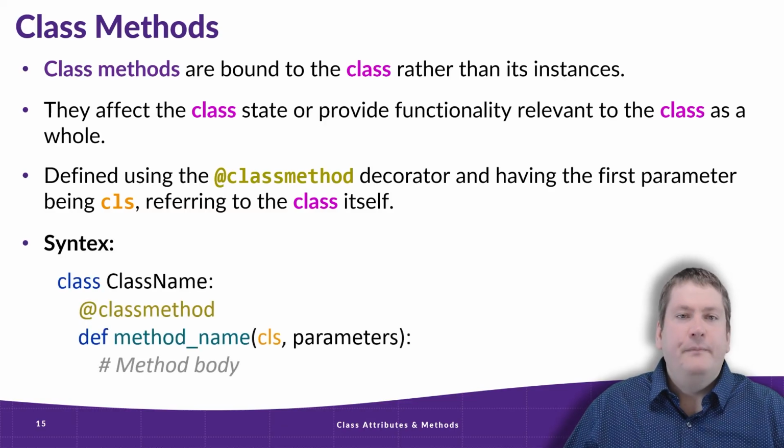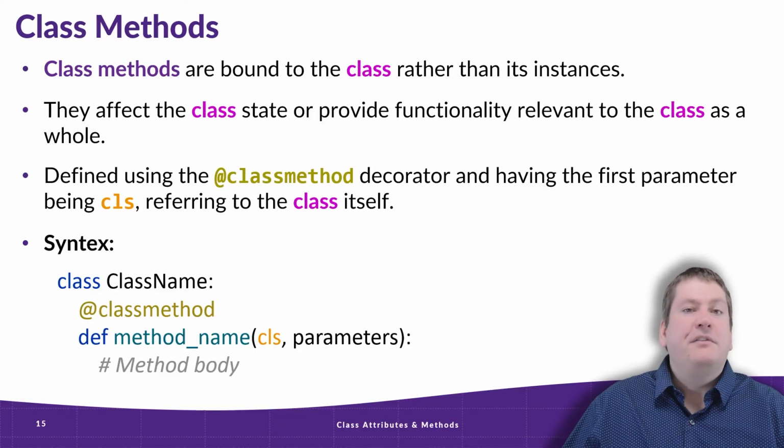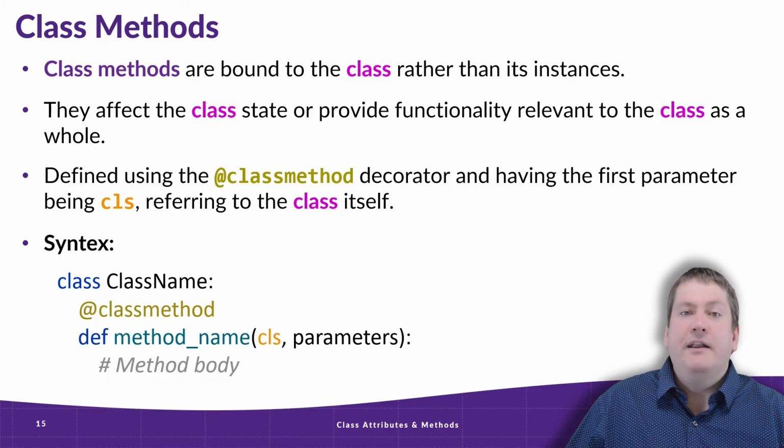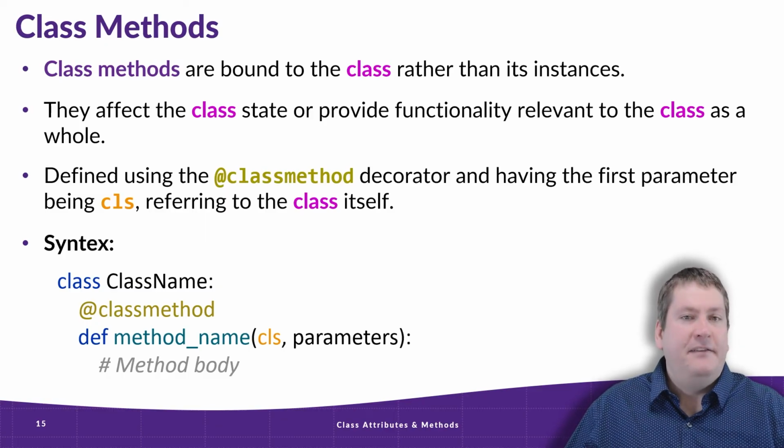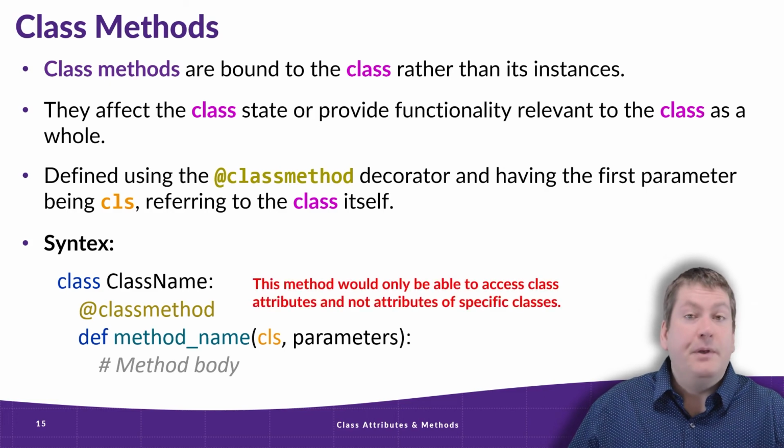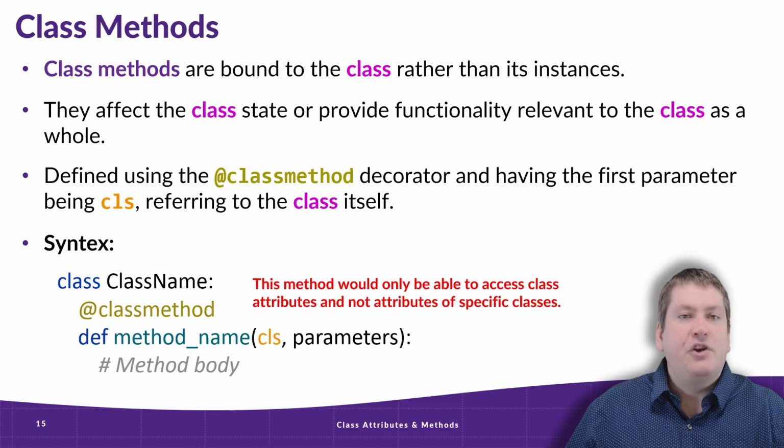Here's the syntax. Inside of a class's body, in this case it's just called class name, we use the decorator called classmethod. It always should say classmethod. And then we define our method. But instead of self, we give it cls. So once again, because we don't have access to that self parameter, we can't access the instance attributes of this class. We can only access the class attributes.